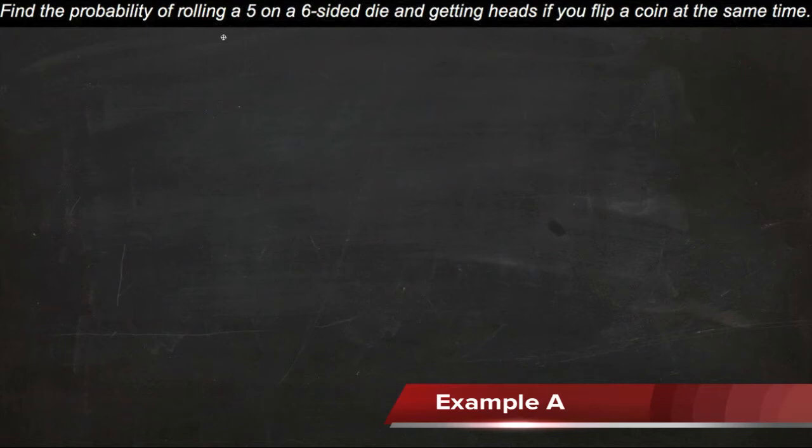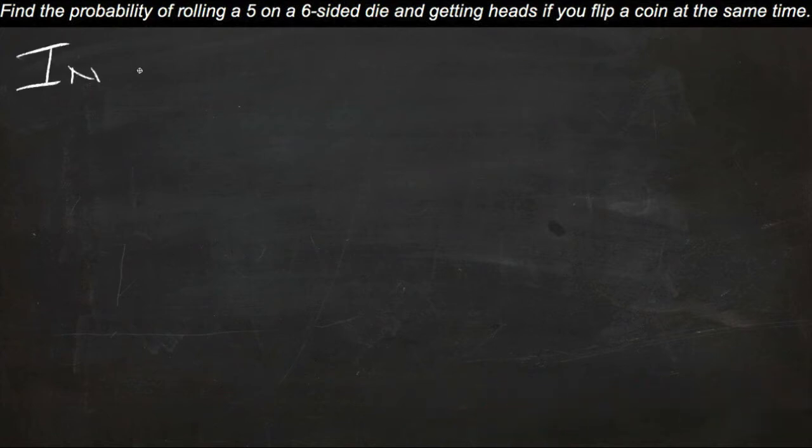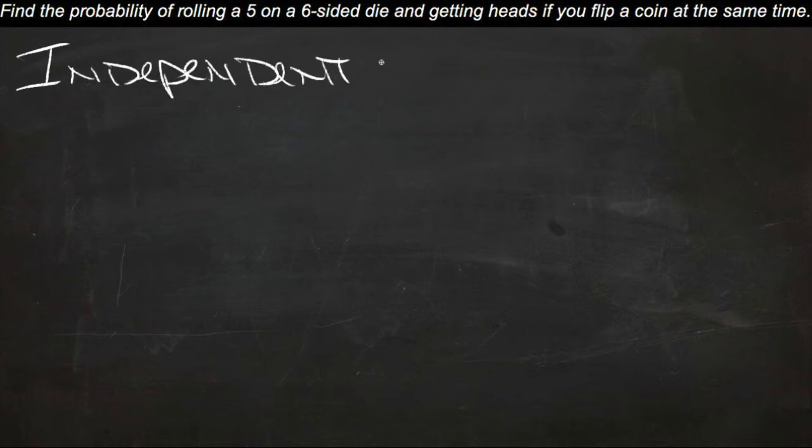Whether or not I get a 5 on the 6-sided die isn't going to change whether or not I get heads on the coin. They're not going to affect each other in any way. So that makes them independent. So these are independent events. They don't affect each other at all.